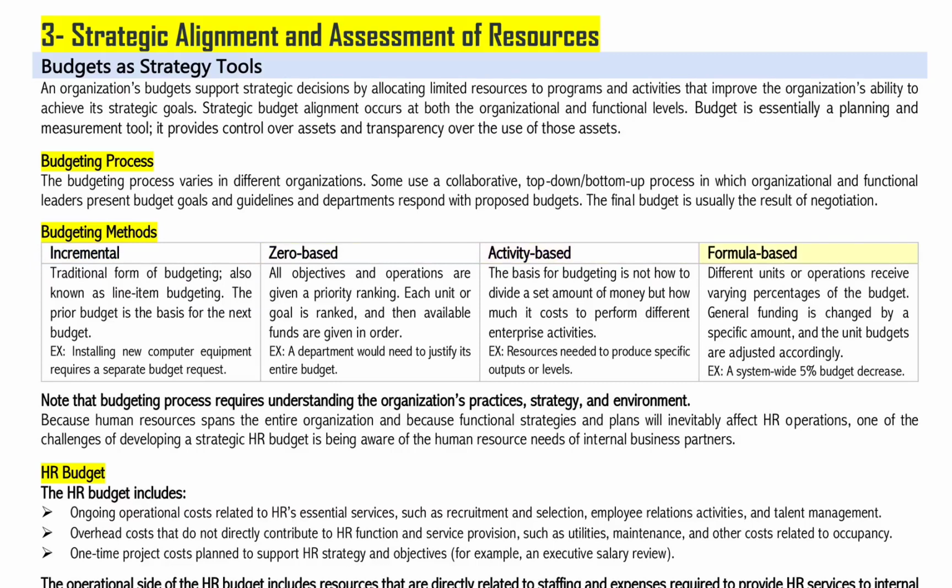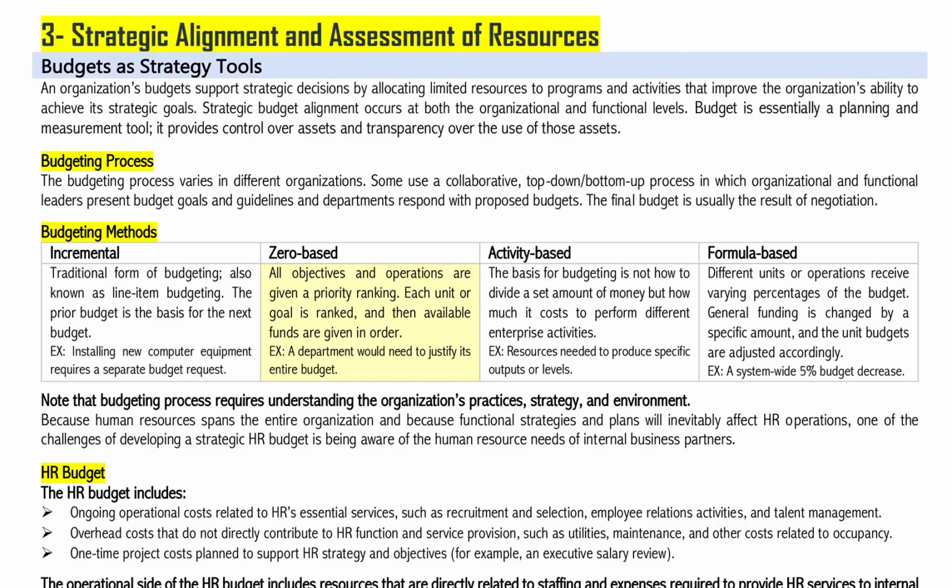activity-based, formula-based. Incremental: traditional form of budgeting, also known as line item budgeting. The prior budget is the basis for the next budget. Installing new computer equipment requires a separate budget request. Zero-based: all objectives and operations are given a priority ranking. Each unit or goal is ranked, and then available funds are given in order.